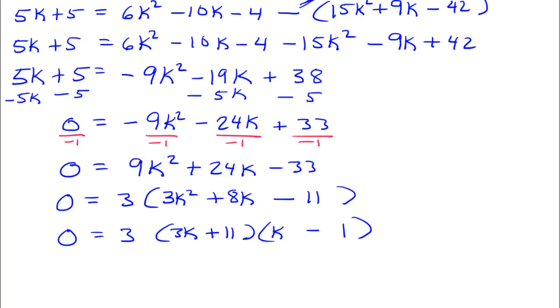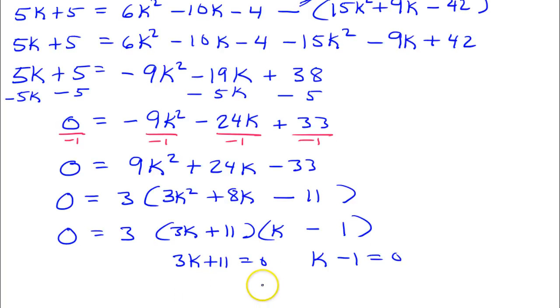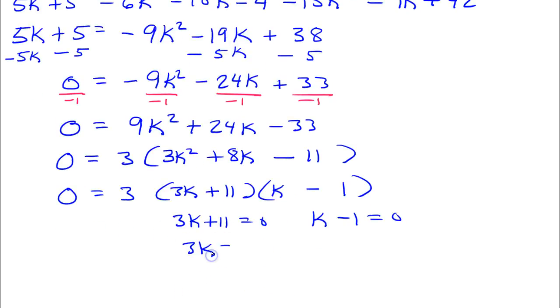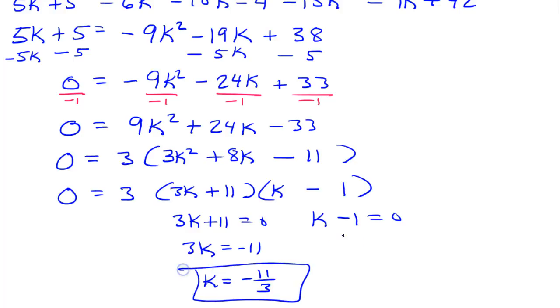Okay, to get my solutions, I'm just going to set these factors equal to 0. So I'm going to set 3k plus 11 equal to 0, and I'm going to set k minus 1 equal to 0. Okay, so this will be 3k equals negative 11, and k is equal to negative 11 over 3. And of course, from this, I get k equals 1. Alright, notice I didn't do anything with the 3. You can't set 3 equal to 0. It's a constant, and it does not equal 0. So I just ignored it. So these will be my two solutions.